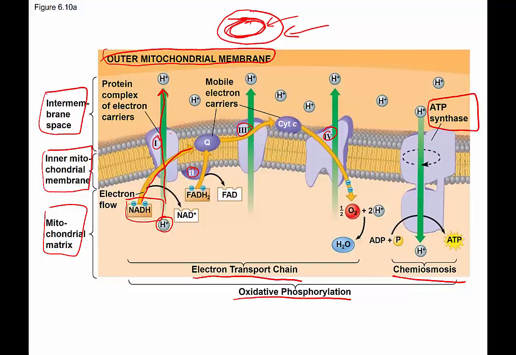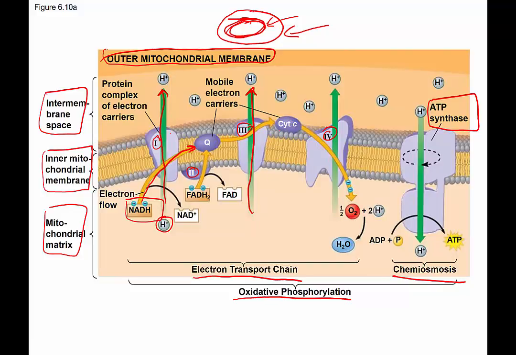Once those electrons are done with complex 1, it moves on to some mobile electron carriers. So electron carriers, just as the name implies, carry electrons from complexes. So here, coenzyme Q, or just Q, is an electron carrier. So it's actually going to pick up electrons from complex 1 and shuttle them to complex 3. Once those electrons reach complex 3, we have more pumping of hydrogen, or protons, across the membrane.